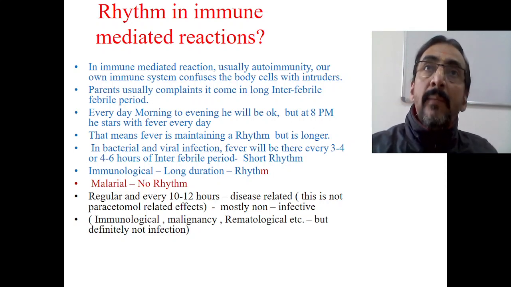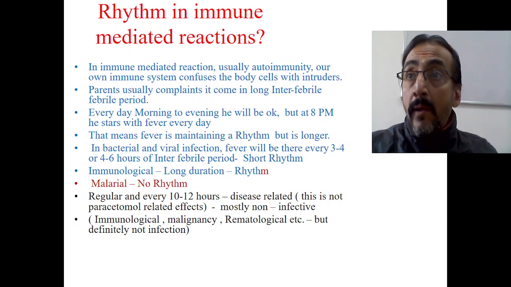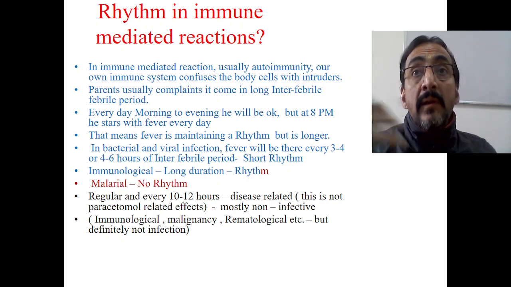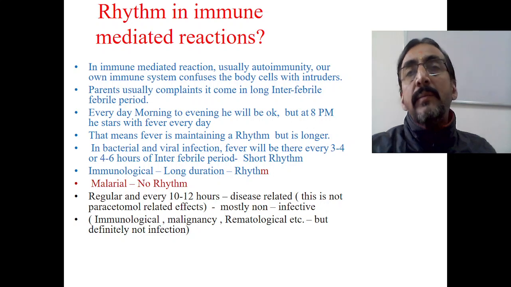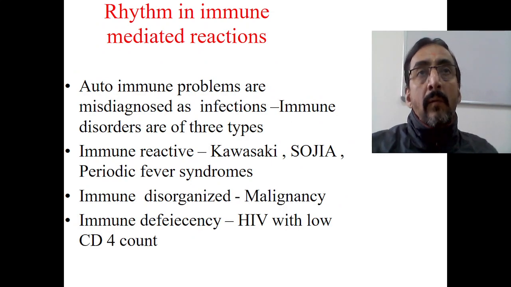This is a very important thing, so that such rare disorders you can identify on day 1 or day 2 itself. It requires a lot of investigation, but clinically you can diagnose it on day 1 or day 2 itself if you take a proper history. What you have to do is ask about the rhythm. Long interfebrile period, always it is immunological. Short interfebrile period, always it is either bacterial or viral, mostly viral, otherwise bacterial. And if there is no rhythm at all, then definitely it is parasitic. That's all.